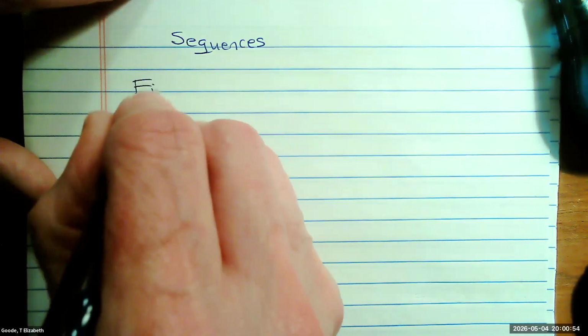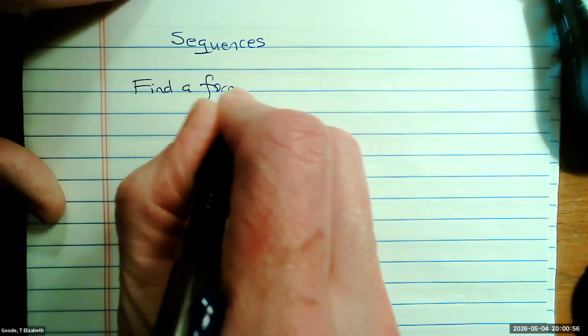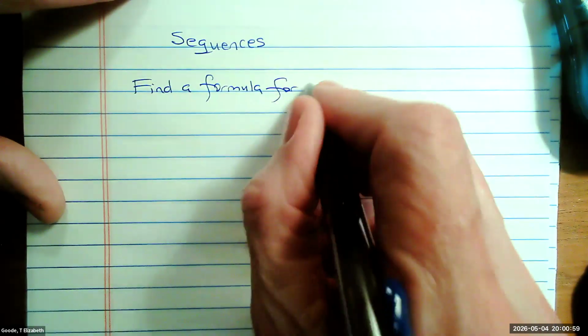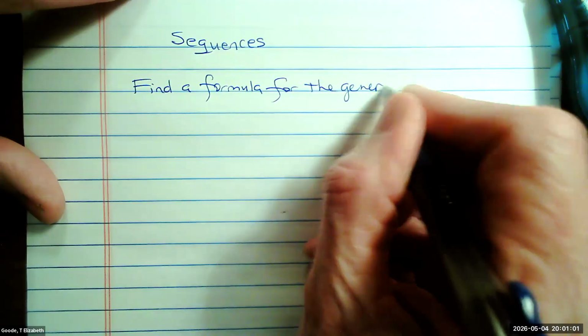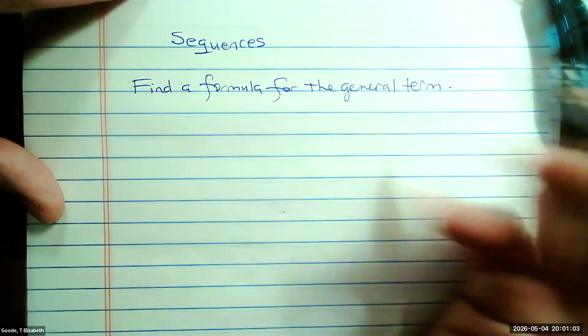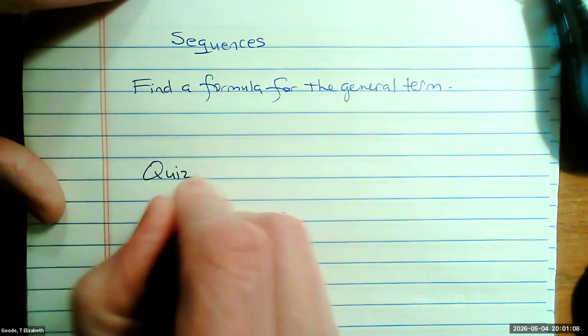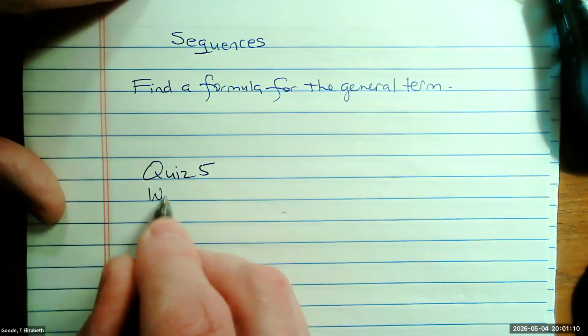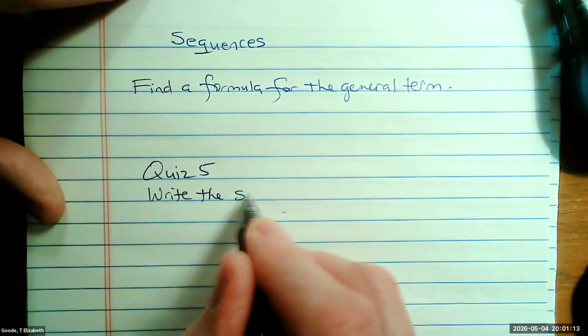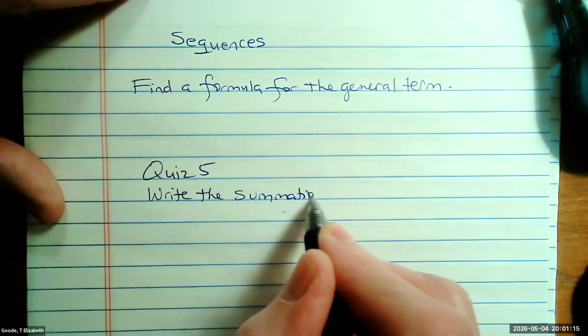Sequences, it's a rich topic, right? I'm just practicing the ones on the test review, so I want to make sure. So find a formula for the general term, right? And there are 3 of them on the test review. But on the quiz, write the summation in closed form.